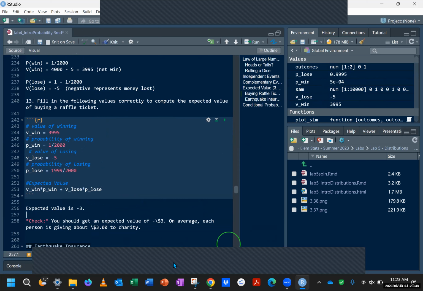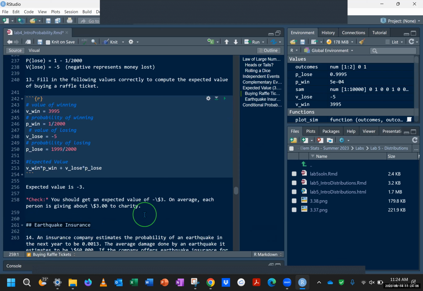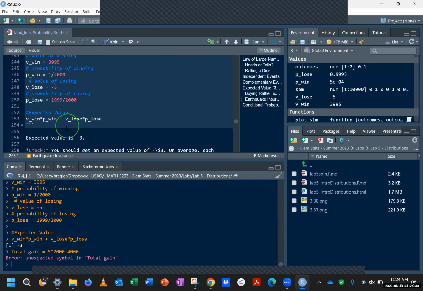So this means, on average, each person is giving about $3 to charity. That means for every ticket, the average loss is $3 for the person buying it, but the charity gets $3 per ticket, which is kind of cool. You could also find the total gain for the company this way: $5 per ticket times 2,000 tickets, minus $4,000 for the win. Oh, that's not actually a code chunk.